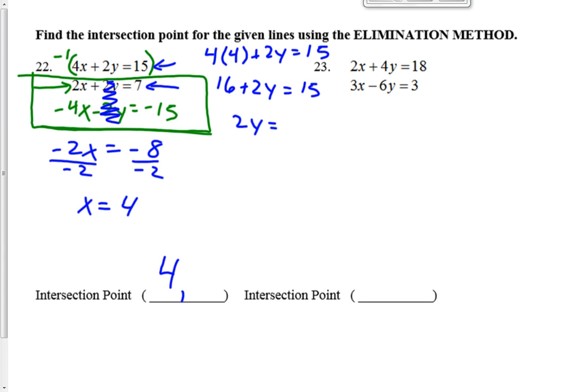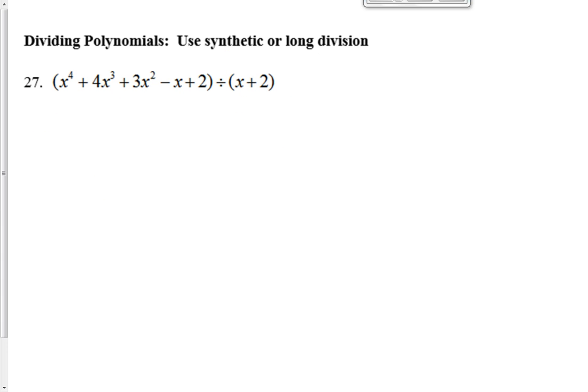2y equals 15 minus 16, which is negative 1, so y equals negative one half. That's your y coordinate: (4, negative 1/2). And again, question number 23 is really the exact same process.